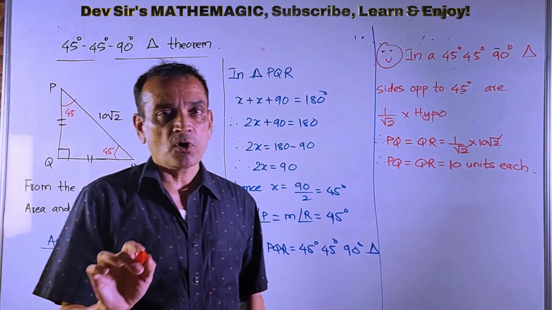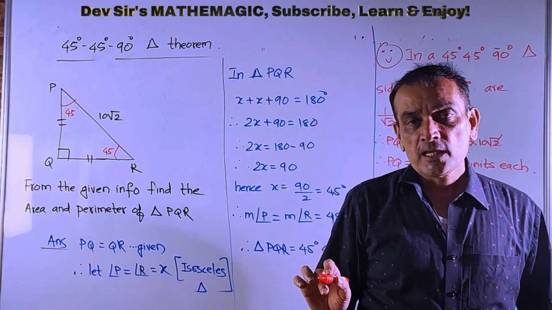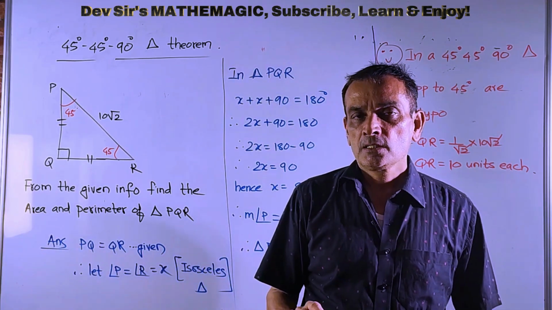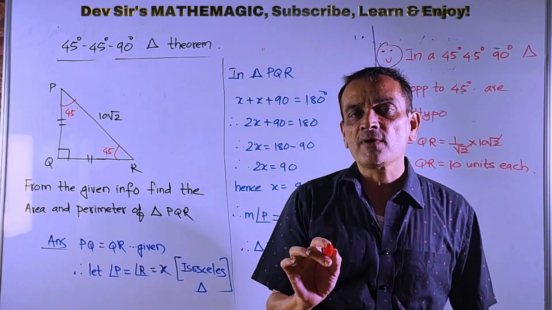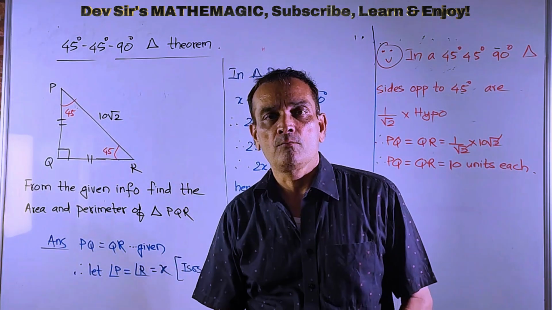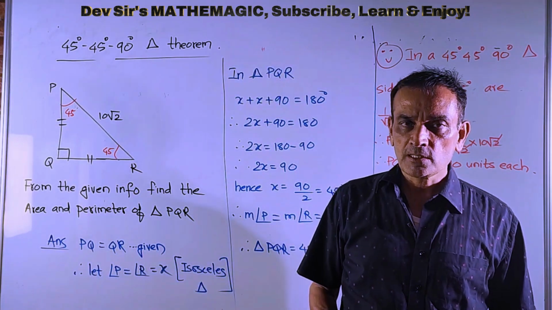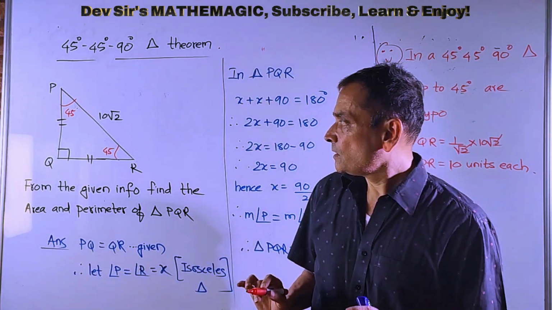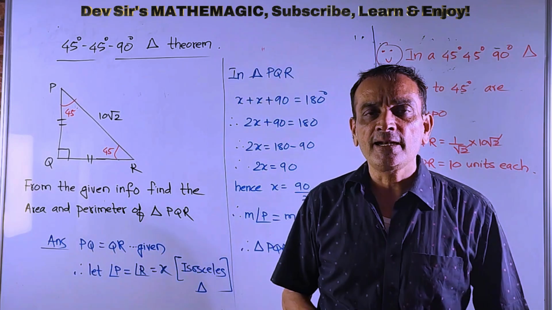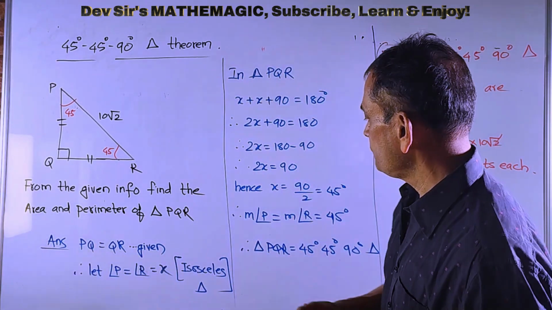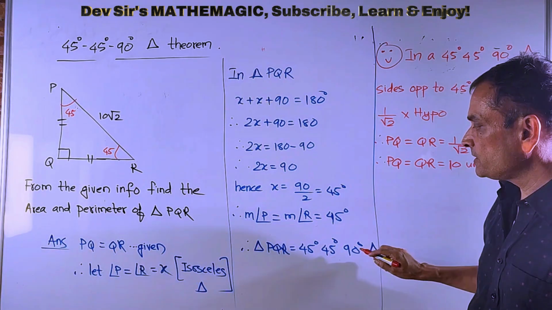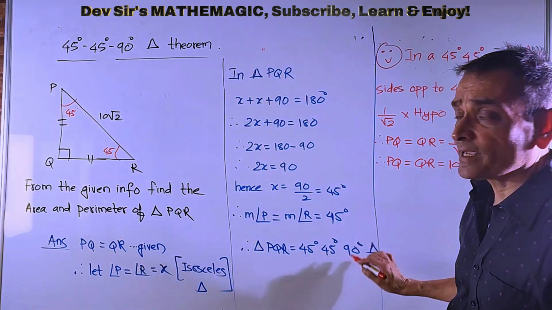So remember friends, what I have told: if a right angle triangle is isosceles, then it has to be a 45, 45, 90 triangle. These two 45s must come. Will you remember? Okay. So now we have shown it as a 45, 45, 90 triangle. Now what does the theorem say? First of all, I have written it is a 45, 45, 90 triangle.